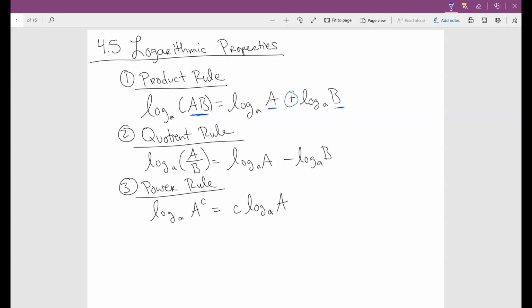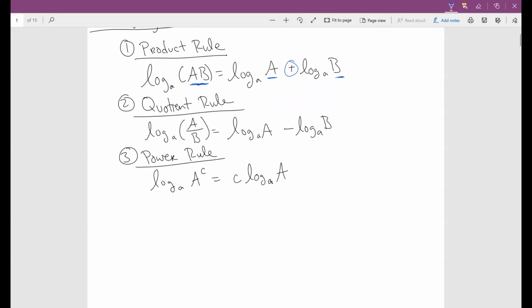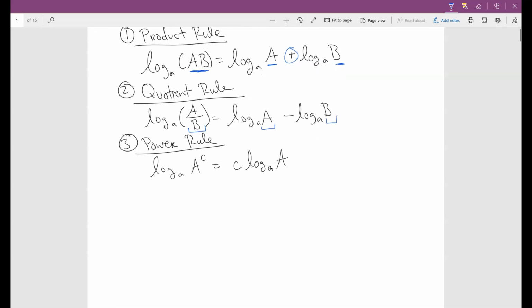plus. The quotient rule basically says that if you now have a division between two different things in the argument, then you can separate them by taking the numerator and subtracting whatever's in the denominator. That's the quotient rule. And the power rule basically says that if you have a power on the log, then you can bring it to the front, as so, and this just turns into multiplication.